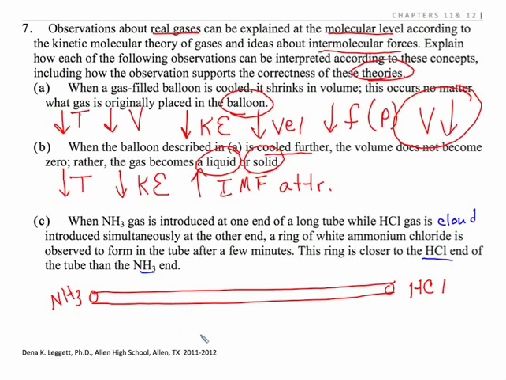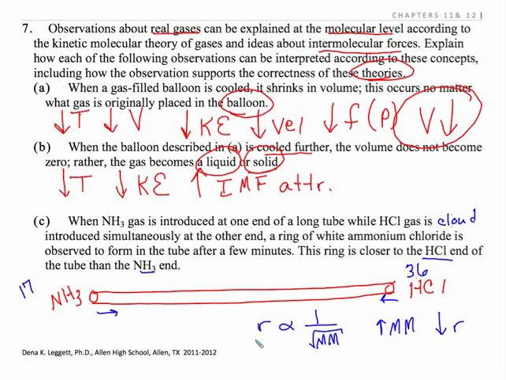So the question is, is it going to be closer to the HCl end or the NH3 end? So it's a race, and it's one of those math formulas. If one car is at this speed and the other's at that speed, and they're driving towards one another, where are they going to meet? Well, remember, Graham's law says that the rate is proportional to 1 over the square root of the molar mass of the substance. So as you increase the molar mass, you decrease the rate.